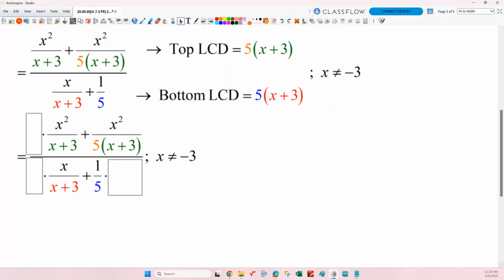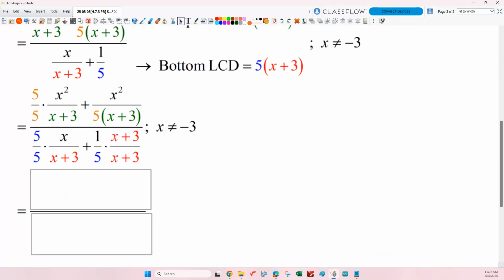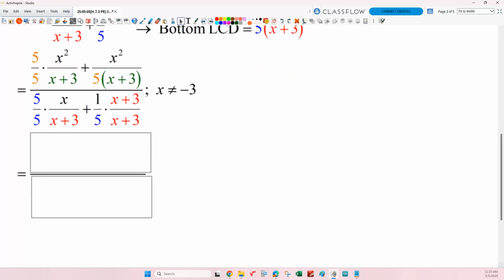Okay. So if my LCD is 5 and x plus 3, 5 over 5. And then the bottom one, 5 over 5. And then that one is x plus 3 over x plus 3. Nice. Did we have to multiply that one by anything? No. Okay, what does that combine into?